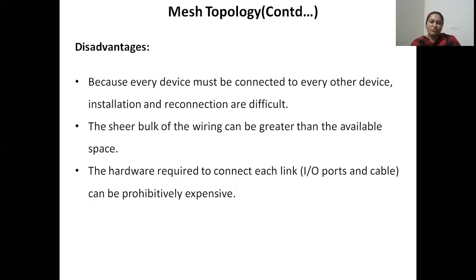Because every device has to be connected to every other device on the network, the number of wires or links required will be huge. Because of this, there are three disadvantages. One is installation is difficult, and also reconnection in case of any repairs becomes difficult. The requirement of space is huge for mesh topology because of too much wiring, and because of the number of wires and IO ports required for connectivity, the mesh topology is quite expensive. So these are the three disadvantages of mesh topology.